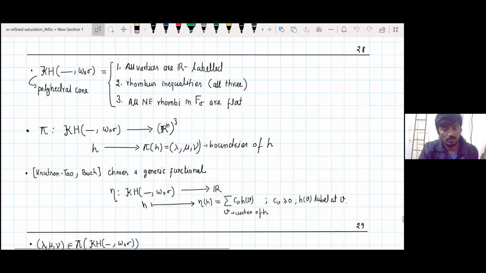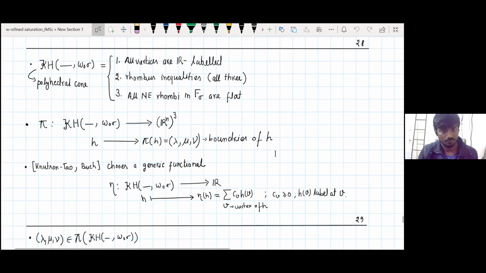So what is this projection? I am projecting the boundaries. If you take a hive H, pi of H is the boundary labels. It is loosely written: the boundary labels are partial sums of lambda, mu and nu, but I have written lambda mu nu here, because you take lambda 1, lambda 2 and so on and get them out from the partial sums. So that is the image, the boundary of H.